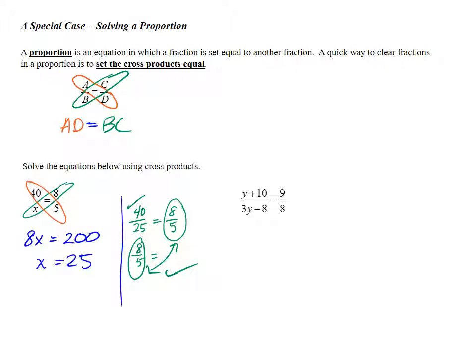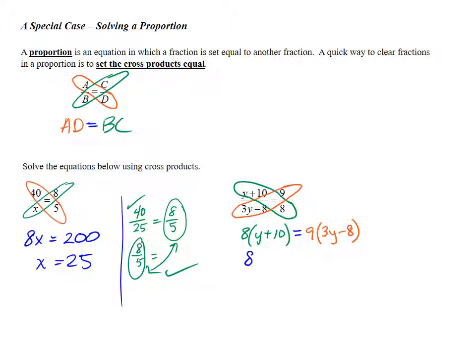And on my next example, I have y plus 10 over 3y minus 8 equal to 9 over 8. I'm going to set cross products equal here. So I'm going to have 8 times y plus 10. You have to multiply the 8 by all of the numerator, y plus 10, so make sure you use parentheses there. And the second cross product, 9 times the original denominator, 3y minus 8. So we're going to get 9 times, in parentheses, 3y minus 8. And again, those cross products should be equal.